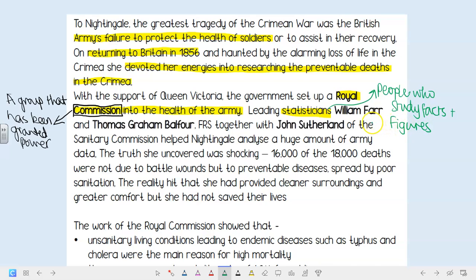So our statisticians are William Farr and Thomas Graham Balfour. So they, together with John Sutherland of the Sanitary Commission, so this is a Royal Commission and a Sanitary Commission, are helping Florence Nightingale to analyse a huge amount of army data. The truth she uncovered was shocking. 16,000 of the 18,000 deaths were not due to battle wounds, but to preventable diseases spread by poor sanitation.